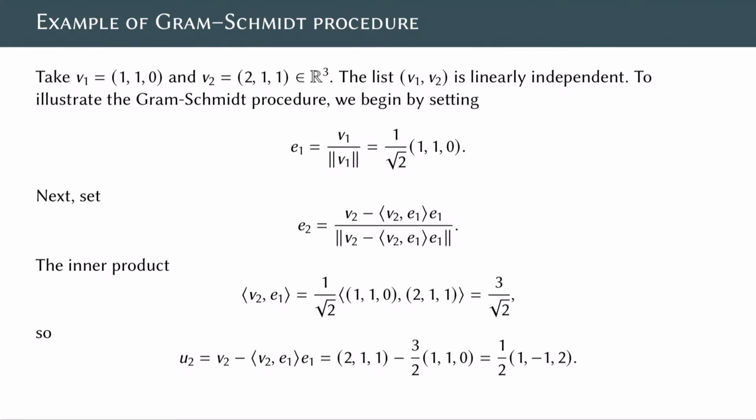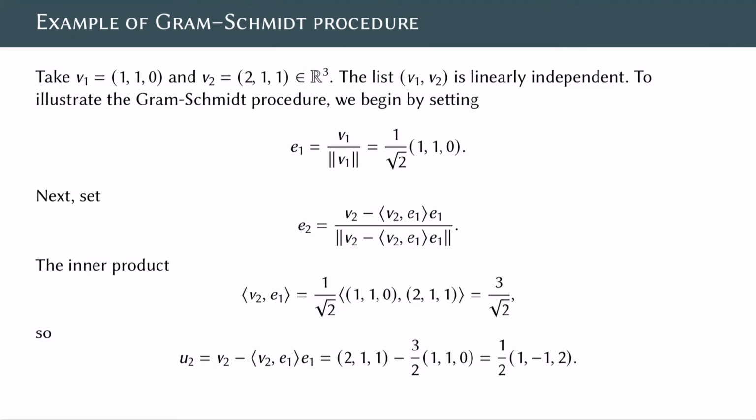What we first do is, we make V1 a unit vector by dividing by norm of V1. Norm of V1 is easily seen to be root 2. So we define E1 to be 1 by root 2 times (1, 1, 0). Now we are going to make V2 orthogonal to V1 by subtracting away its component along E1. So we do V2 minus inner product of V2 with E1 times E1, which is just the component orthogonal to E1, and divide by the norm of this. So we get a unit vector E2.